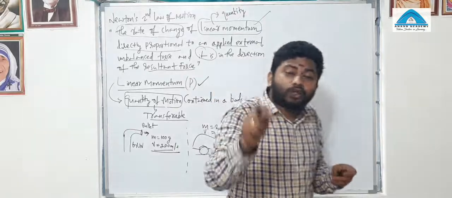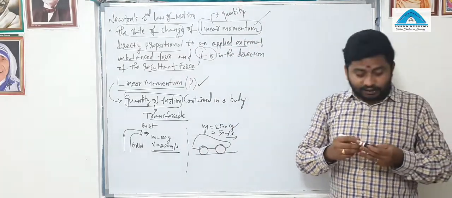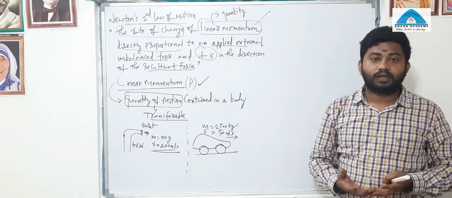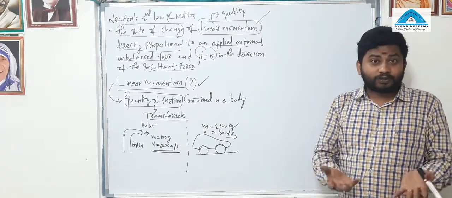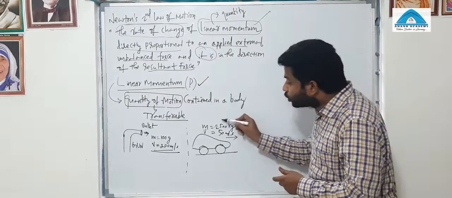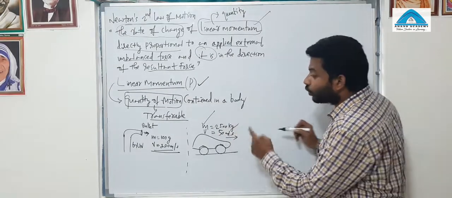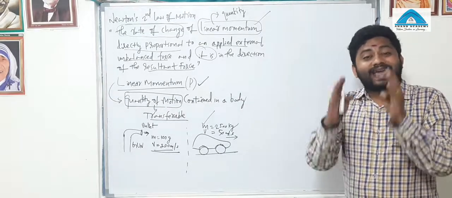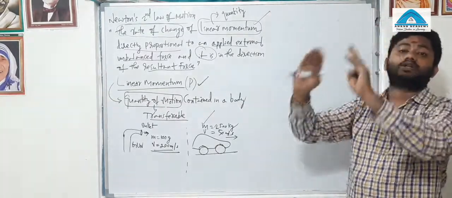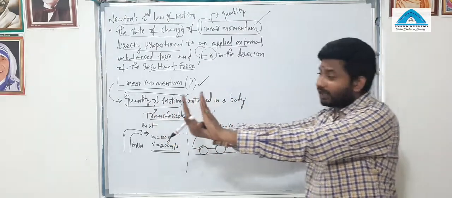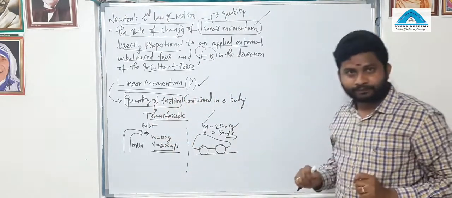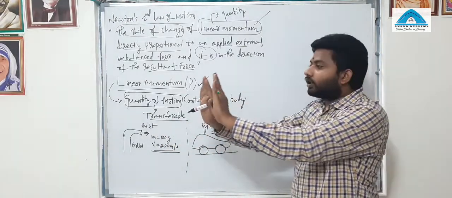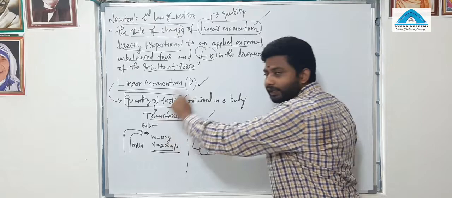Okay. Now, can you stop this moving car? Tell me. Yes or no? No, right? Because of what? Because of its huge mass, in this case, you cannot stop the car. Exactly speaking, you cannot control the quantity of motion contained in this body with your hands. In the same way, you cannot stop the quantity of motion contained in the bullet.